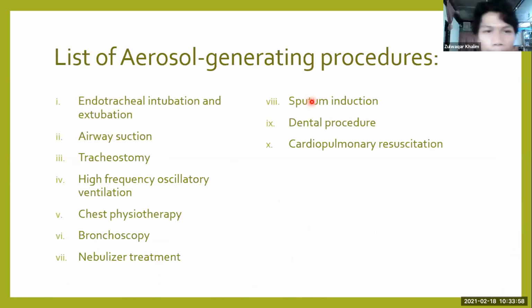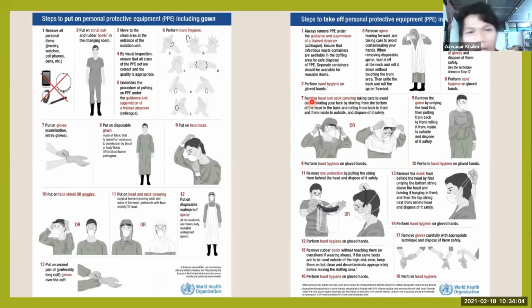Okay, how to apply PPE? First, we should remove all of the personal items such as phones and jewelry. Second, we should put on scrub suit and rubber boots in the changing room. Third, we should move to the clean area at the entrance of the unit. Fourth, by visual inspection, ensure that all sizes of the PPE set are correct and the quality is appropriate.